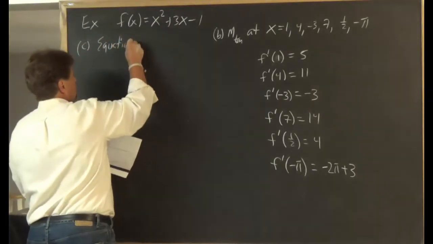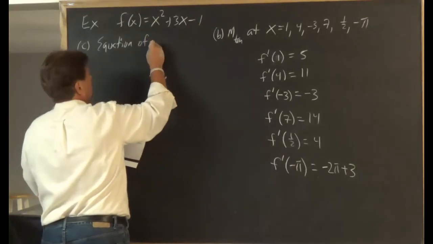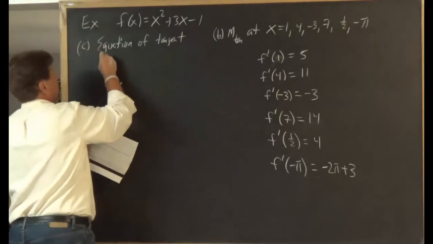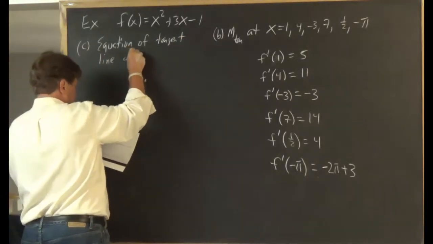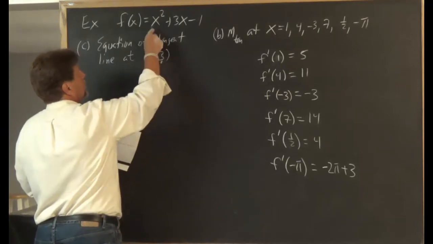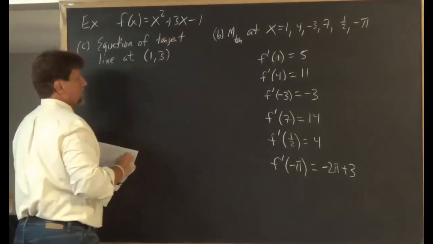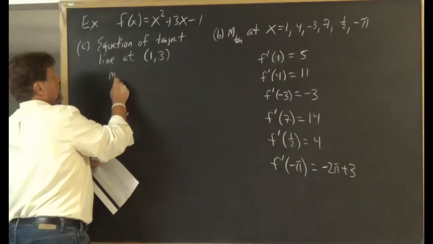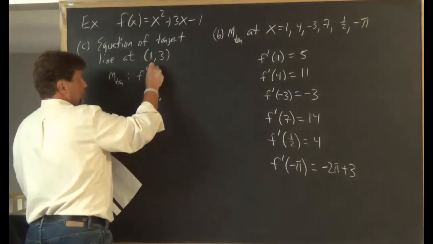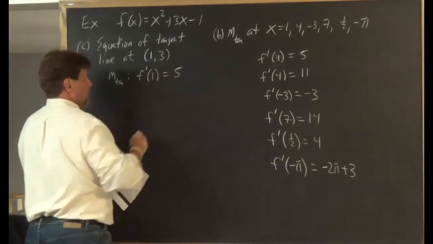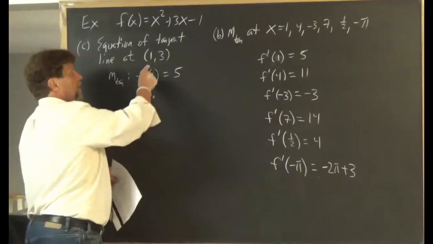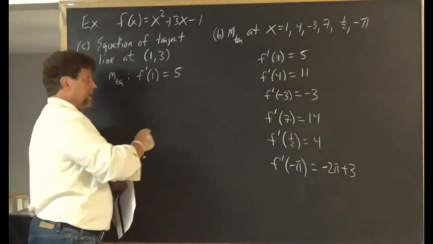It was equation of the tangent line at x equals 1. Well, at x equals 1, the y coordinate is 3. All right, we know the slope of the tangent line is given by evaluating the derivative at 1, which we know is 5. So folks, I know the point of tangency.